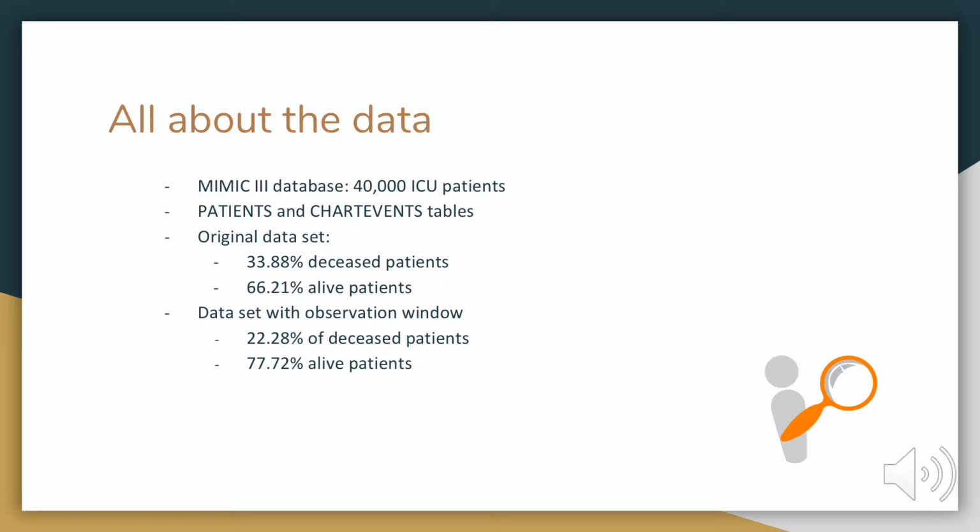We used the MIMIC3 database containing de-identified data on roughly 40,000 ICU patients. We extracted features from the patients and chart events tables. Our original dataset contained 34% deceased patients and 66% alive patients. After applying an observation window, we were left with 22% deceased patients and 78% alive patients.